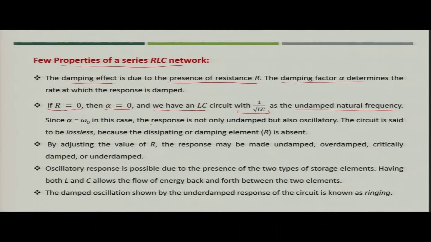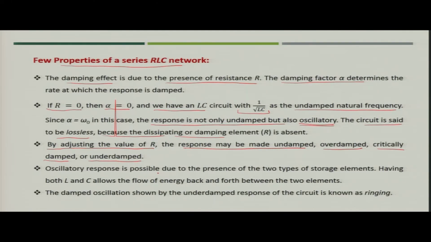So, what will happen in that case, that response is only oscillatory, and the circuit is said to be lossless, because of no dissipating component, the energy will keep on oscillating. Now, by adjusting the value of R, the response may be made undamped, overdamped, critically damped, or underdamped. So, the R is the important component in the series RLC circuit.